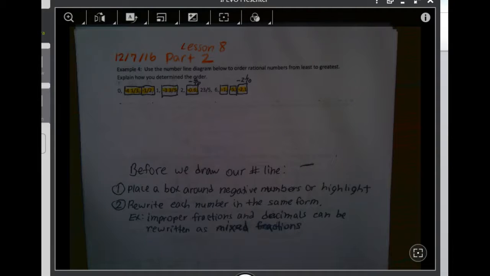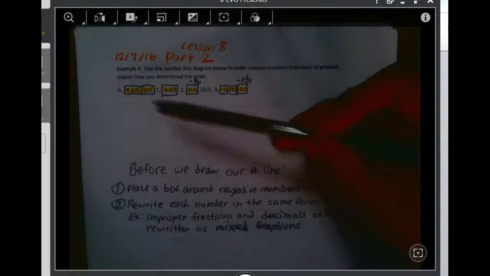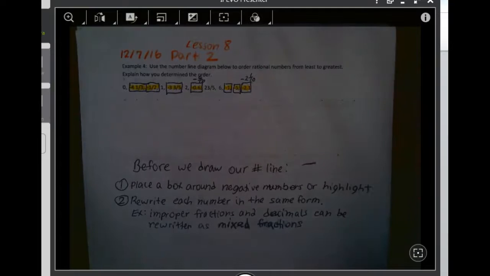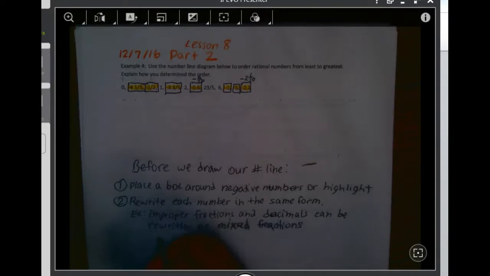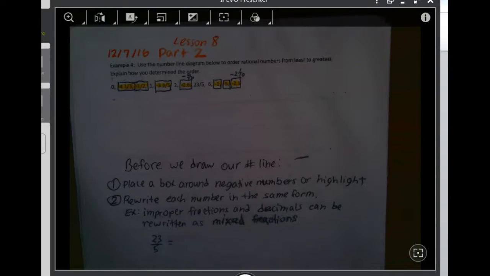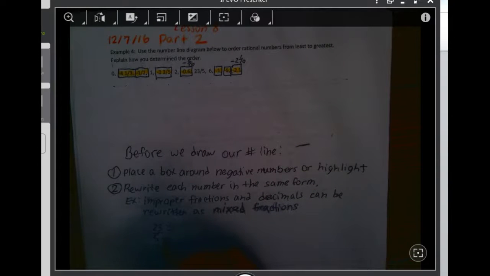Now that we've rewritten our decimals as mixed fractions, let's go ahead and take a look at the improper fraction and rewrite it as a mixed fraction as well. So I'm looking at the number list and I see 23/5, and this is an improper fraction. So let's go ahead and use the method that we used in video 1 to rewrite improper fractions as mixed numbers. So one way to do this is to take a look at the denominator. And we know that one whole is represented by 5/5. So we want to know how many 5/5 there are in 23/5.